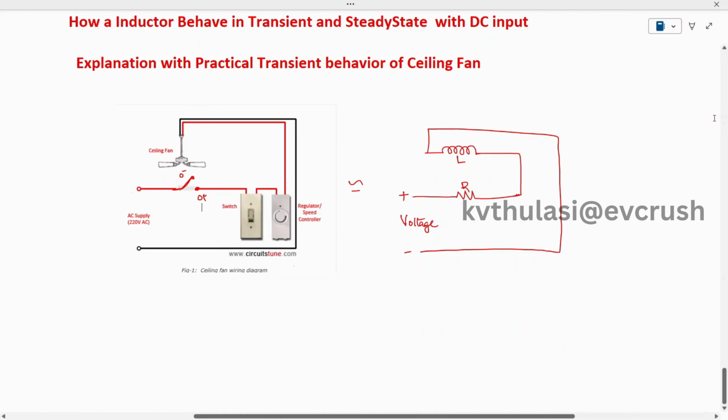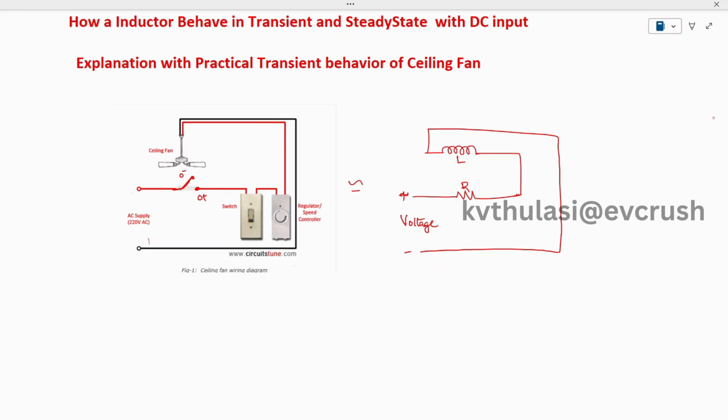Today we are going to understand the behavior of an inductor in transient as well as in steady state with an applied input as DC. In order to understand this concept well, we are going to take a practical example. The applied voltage, I am directly taking as the applied voltage. It may be AC or DC, nothing wrong. If you want AC also, you can assume.